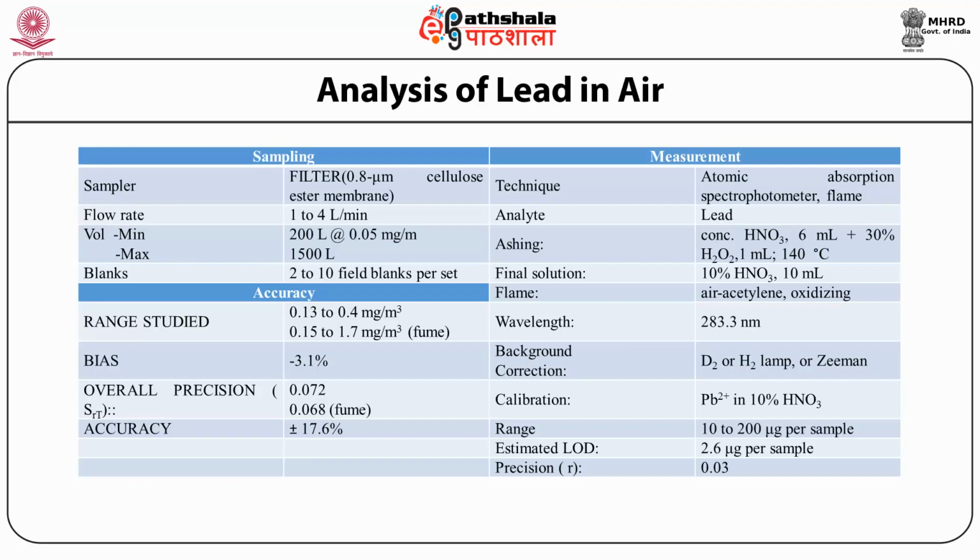Do the corrections, background corrections with D2 and H2 lamp or Zeeman effect. The calibration curve of the lead is prepared in 10% nitric acid with a range of 10 to 200 micromolar per sample. The estimated loss on drying is 2.6 microgram per sample and the precision is 0.03.